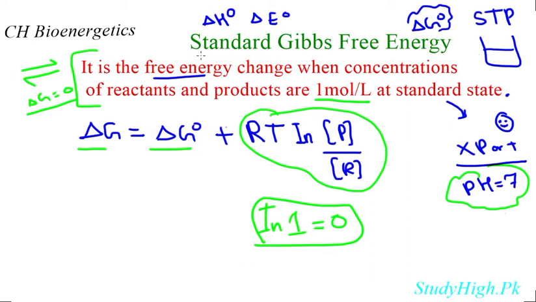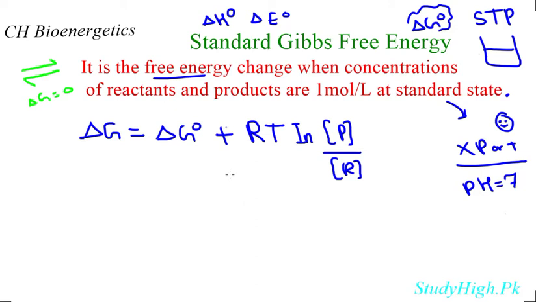In your Harper's Biochemistry and Lippincott's, they explain that the standard Gibbs free energy is the Gibbs free energy change when the concentration of reactants and products is equal to 1 mole per liter. When the concentration of reactants and products becomes 1 mole, this whole value becomes 0 and delta G will be equal to delta G naught. I hope you have understood the definition of standard Gibbs free energy.